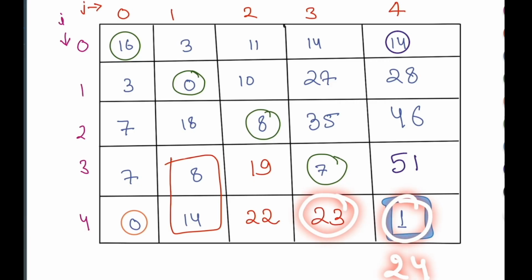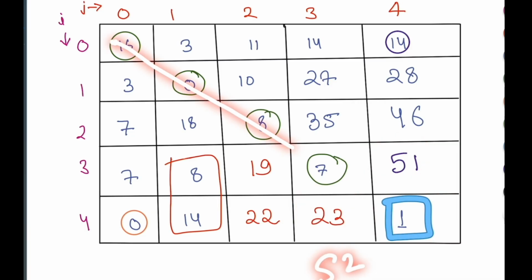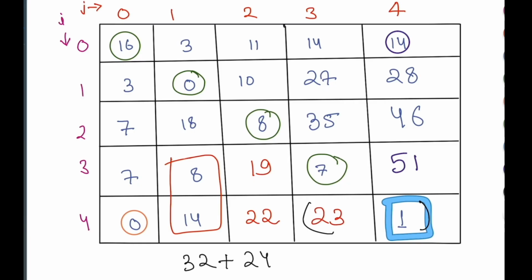So now finally what I can do is I can say that C will reach from 23 to 1, which will be 24. B will reach from 51 to 1, which will be 52. And A will follow all the diagonals. So A will be total 16 plus 0 is 16 plus 8, 24 plus 7, 31 plus 1, 32. So I have a 32 plus this 23 plus 1, which is 24, plus this 51 plus 1, which is 52.